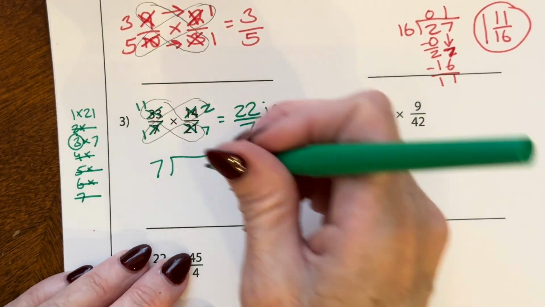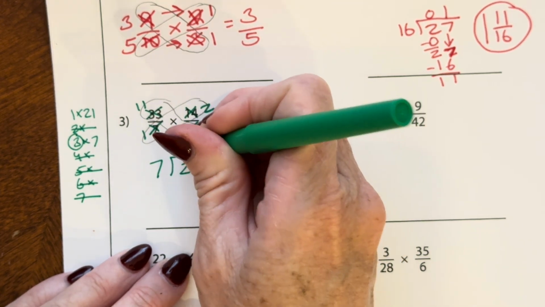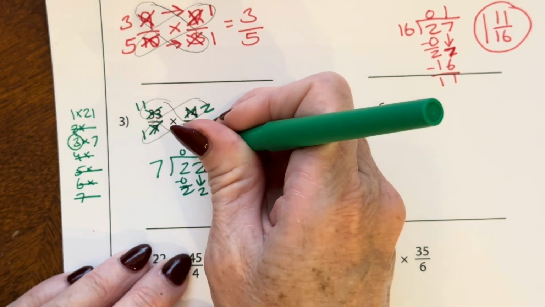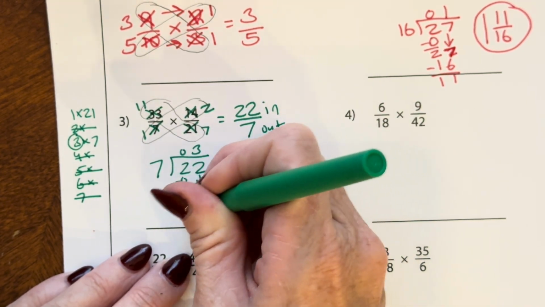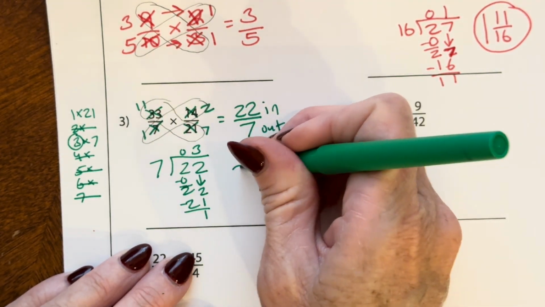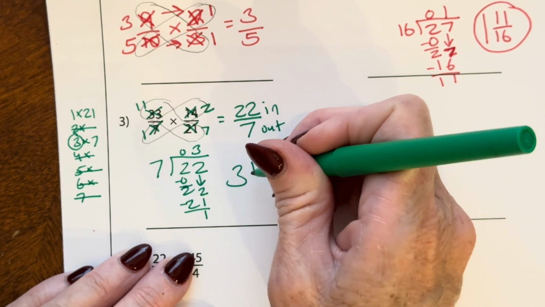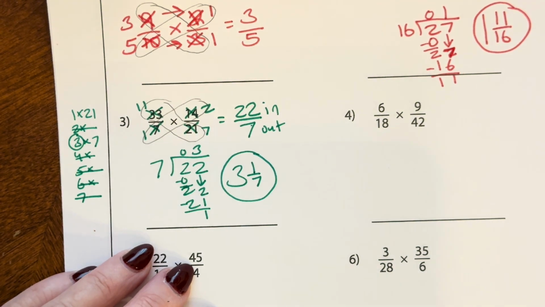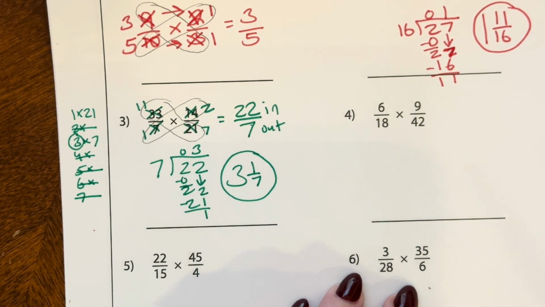And we get 22 can make 3 groups of 7 with 1 left over. So our answer is 3 and 1/7, because remember our denominators stay the same. Okay, let's do our next one.